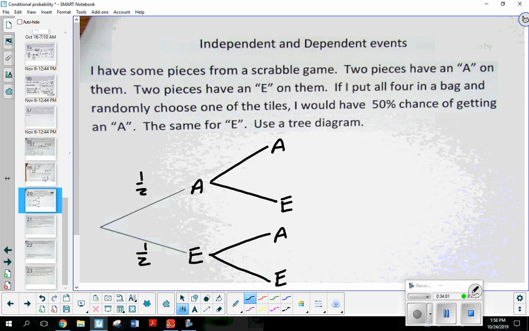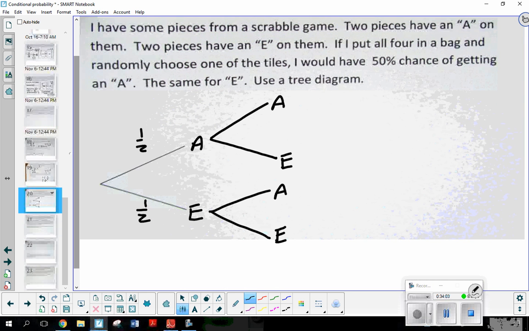We were looking at this yesterday, I think, with red and black cubes, and we had some other examples like that. So if I were to pull out an A, there's a 1 in 2 probability of that happening, but then I put the A back in the bag. So because I've replaced it, the probability of pulling another A is still 1 out of 2. And see, I haven't even drawn an E yet. What's its probability?